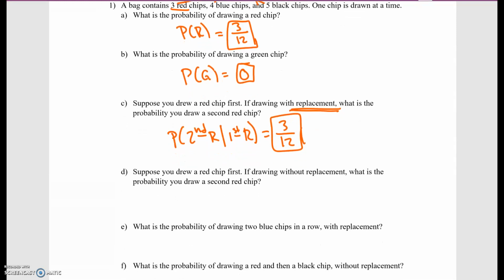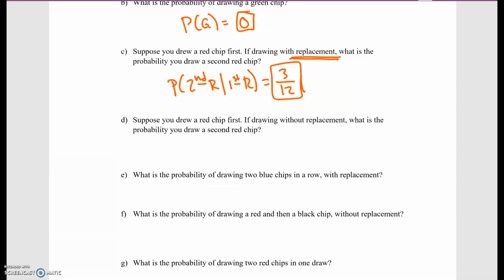Okay, so suppose we drew a red chip first. If drawing without replacement, so now I got rid of this red chip, what is the probability of drawing a second red chip? The probability of drawing a second red chip, if the first one was red, is now going to change because I'm drawing without replacement. So I'm not replacing it back. Now I'm left with 11, and how many red chips? Since I got rid of this red chip first, now I only have 2 left. So it's 2 out of 11.